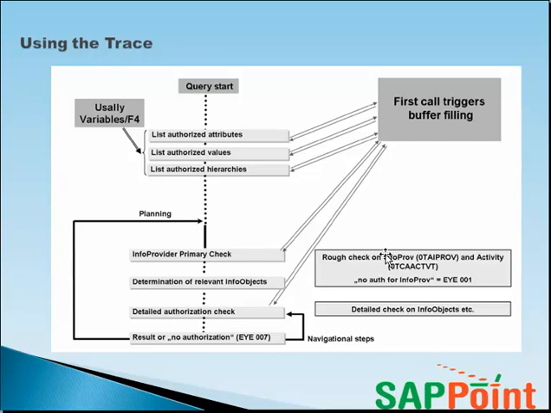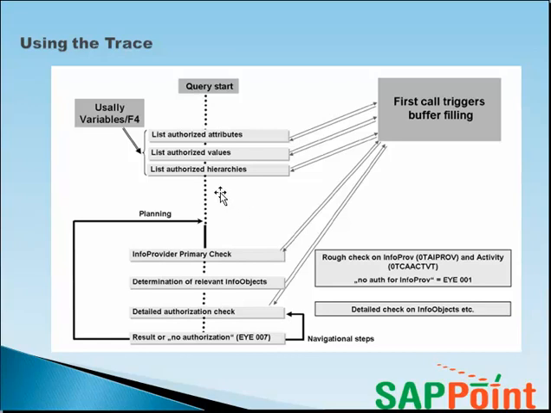Now, when a user executes a query, the way the flow happens is that the query starts, then the list of attributes is requested, and now the variable processing and value help. Now hierarchy authorizations are requested. Each request results in an individual block.